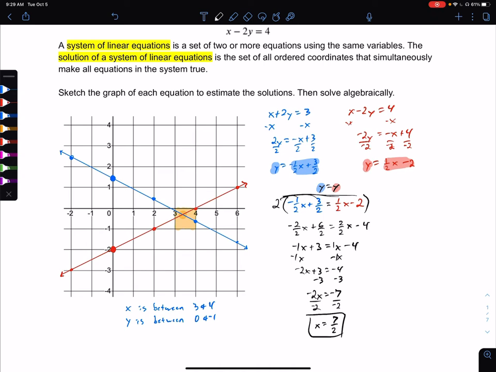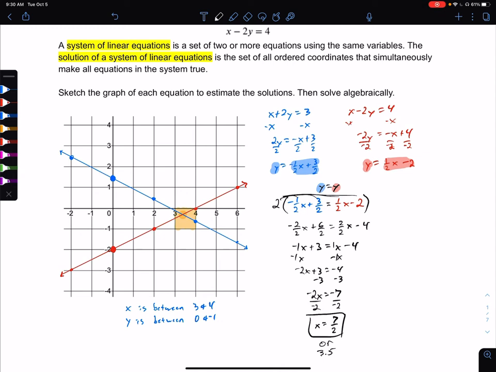7 over 2 is 3.5, and that is between 3 and 4. Now, because I drew that by hand, the intersection is not going to be perfect, but 7 over 2 is a good estimate based on our graph. 7 over 2 is the exact answer. Our graph shows that it could be pretty accurate. So x is going to be 7 over 2.